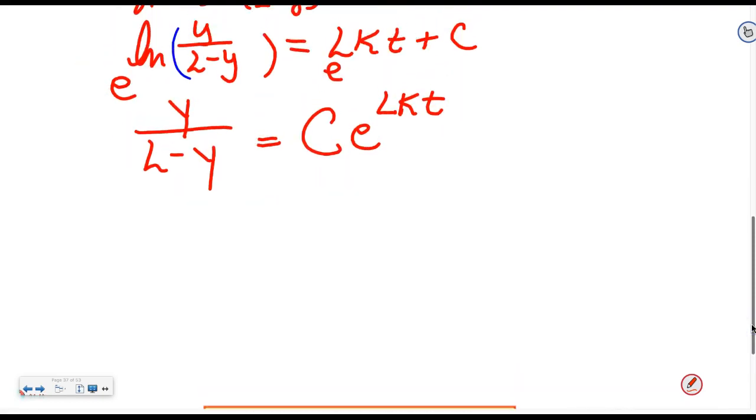You're totally allowed to flip this thing over. But whatever you do to one side, you must do to the other. And what math operation flips it over? To the negative 1 power. Exactly. I'm going to repeat that.